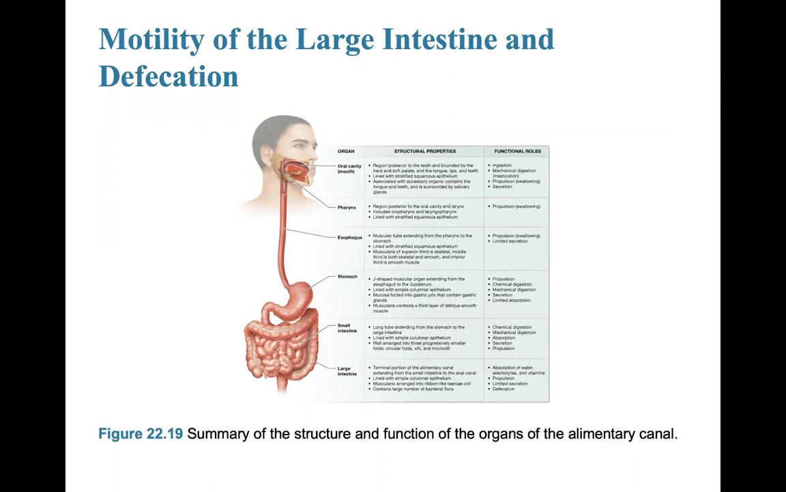So this just goes over the various structures and functions of the organs of the GI tract. This is a great slide because it gives you the properties of each of those areas: the oral cavity, pharynx, esophagus, stomach, small and large intestines. It also gives you their structural and functional roles. So pretty much the last 150 slides can be summarized on this single slide here. I wouldn't just study the single slide though.